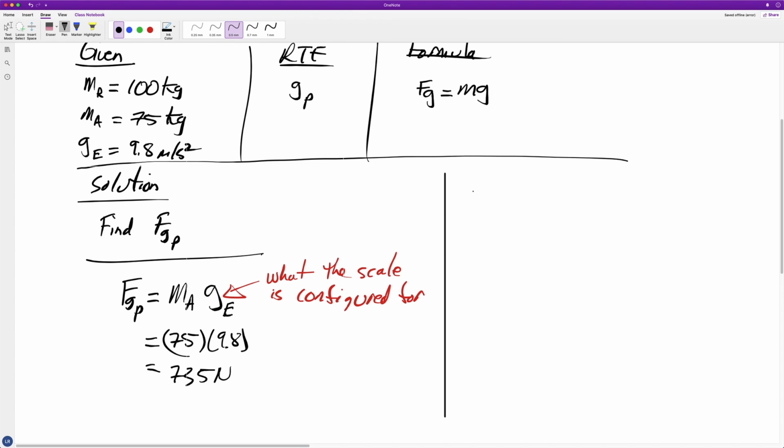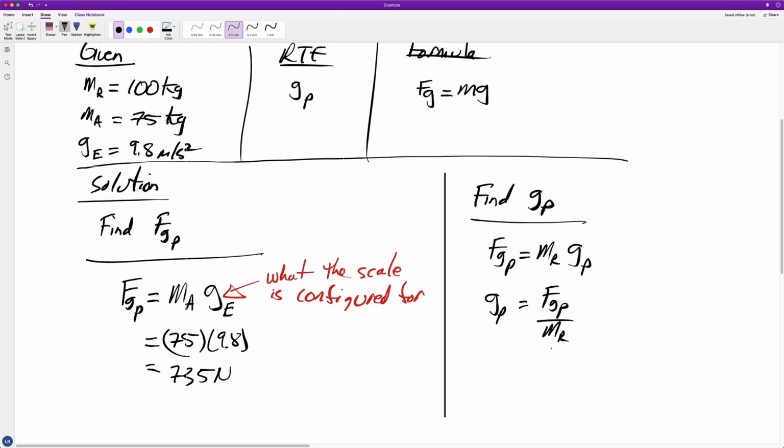So let's go with this. We're going to find g on that planet. Well, to do that, I know that the force of gravity on that planet is equal to the real mass times g of that planet. So rearranging the equation, we get F_gp over the real mass. So on this planet, our astronaut is only producing 735 newtons of force of gravity.